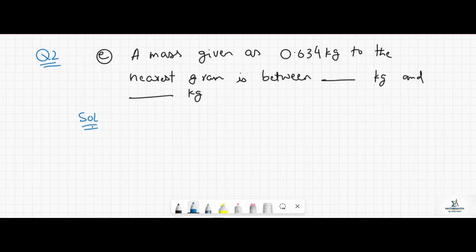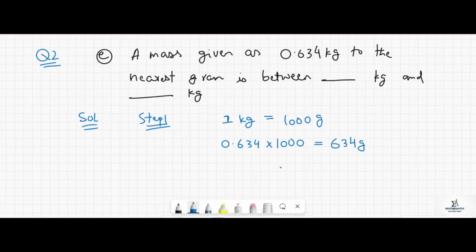So we have now the accuracy is in grams. So the difficult part is what is to convert this question as the accuracy here is in a gram. So we will convert this kg into the grams. So first convert the unit. Step number one is to convert the unit. So 1 kg is 1000 grams. So 0.634 into 1000, you will get 634 grams. So now we converted into the grams.